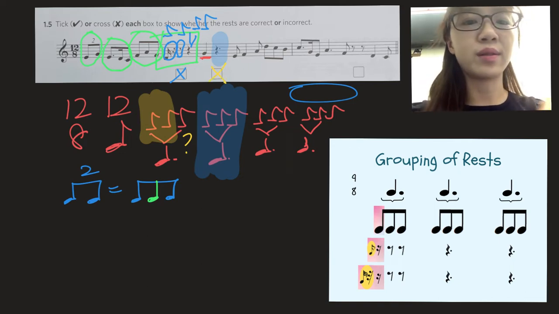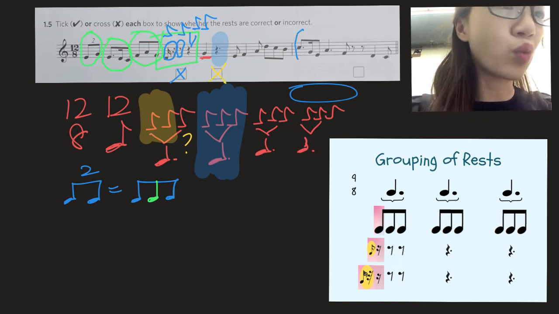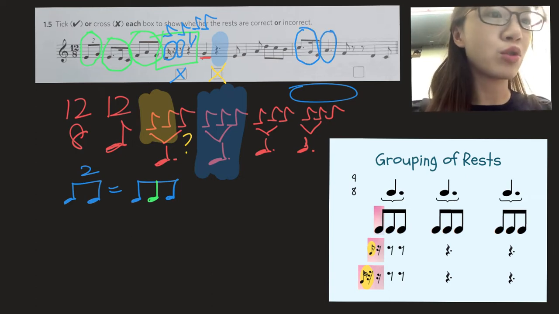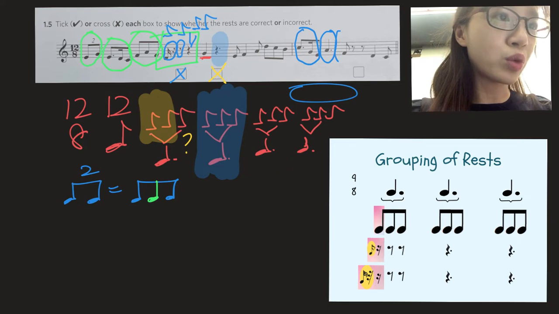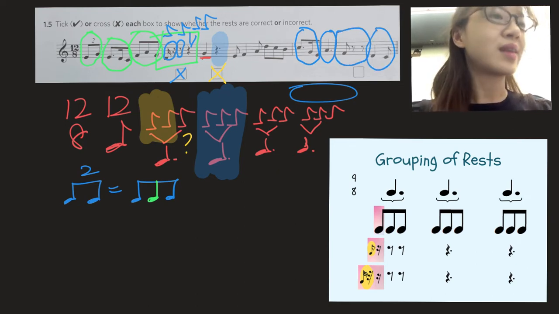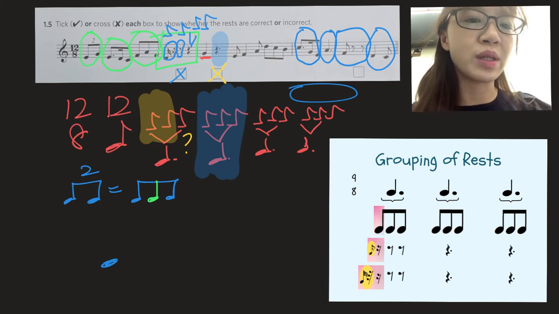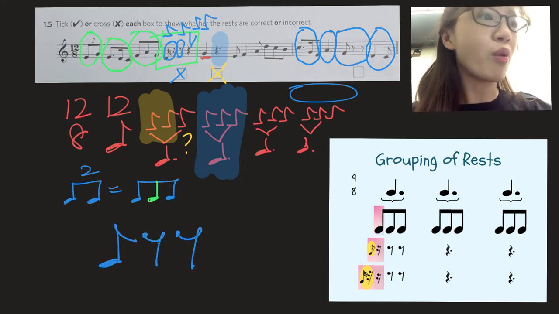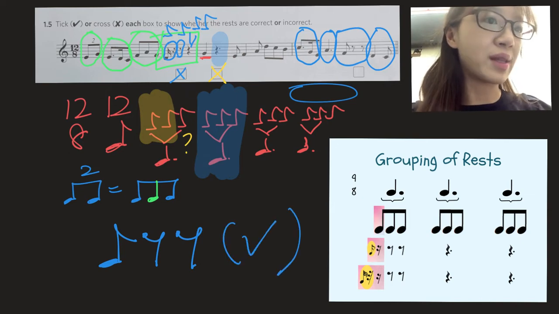Followed by the next one. This is 1 group. This is 1 group, 1.5, 1 dotted crotchet, 3 quavers. Yes, this is correct. Yes, when you have 3 quavers, you need to group in this way. 1 quaver and 2 quaver rest. This is correct.